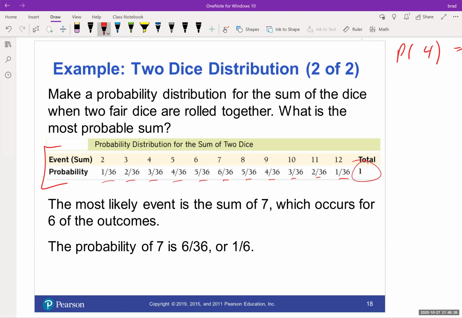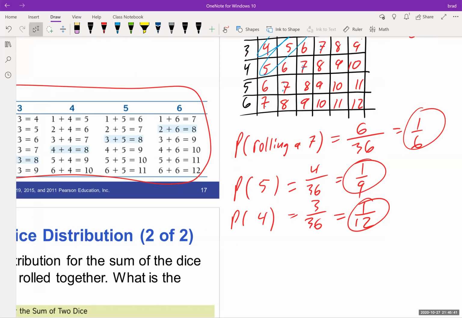It better be 1 because we just spent the last 30 minutes talking about how all probabilities of an event occurring are between 0 and 1. So the most likely event, the sum of 7, which occurs for 6 of the outcomes, has a probability of 6 out of 36, which is 1/6. And that's what we got right here.